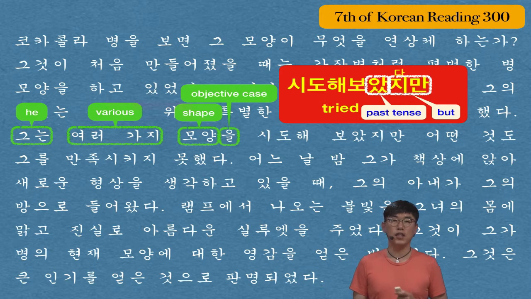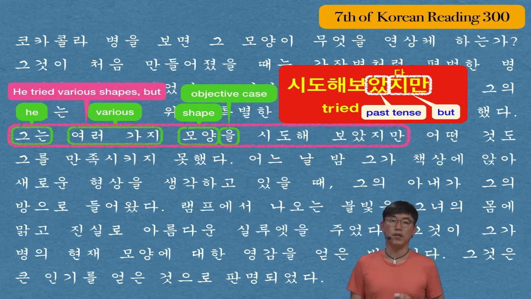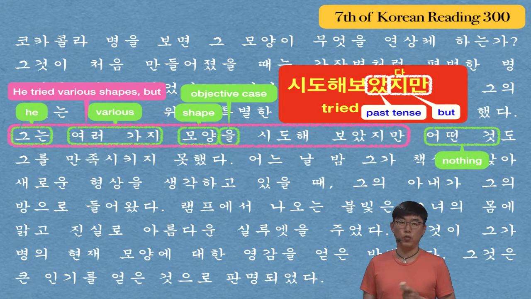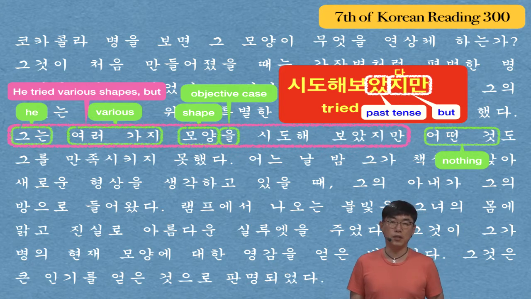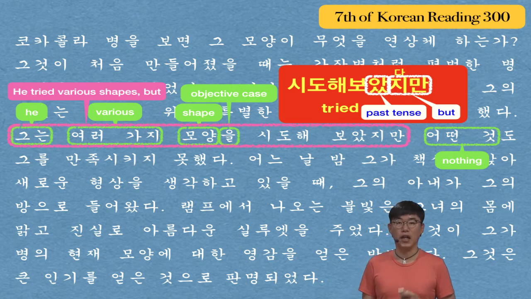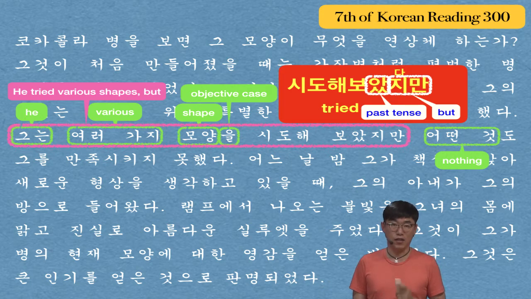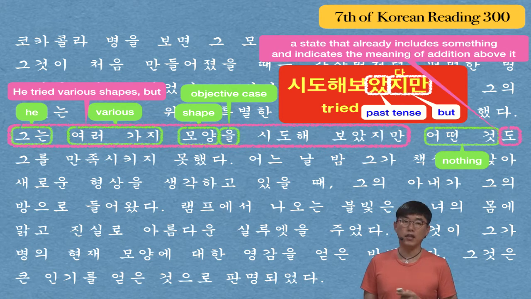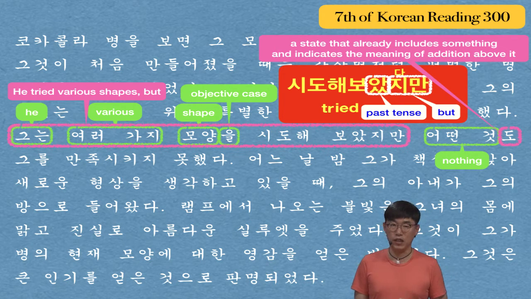So 그는 여러 가지 모양을 시도해 보았지만 is the same as he tried various shapes but. And 어떤 것 has two different meanings according to whether the sentence it is in is a positive sentence or a negative one. That is to say, when 어떤 것 is in the positive sentence, it means something. On the other hand, in the negative sense, it means nothing. As you can see, the word 못했다, the last word of this sentence, is the negative predicate. So, 어떤 것 is nothing, right? And the letter 도 is a kind of a postposition, meaning a state that already includes something and indicates the meaning of addition above it.